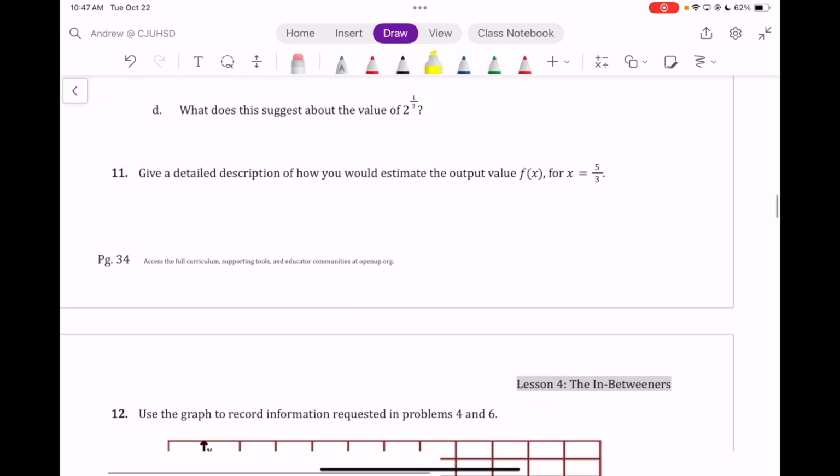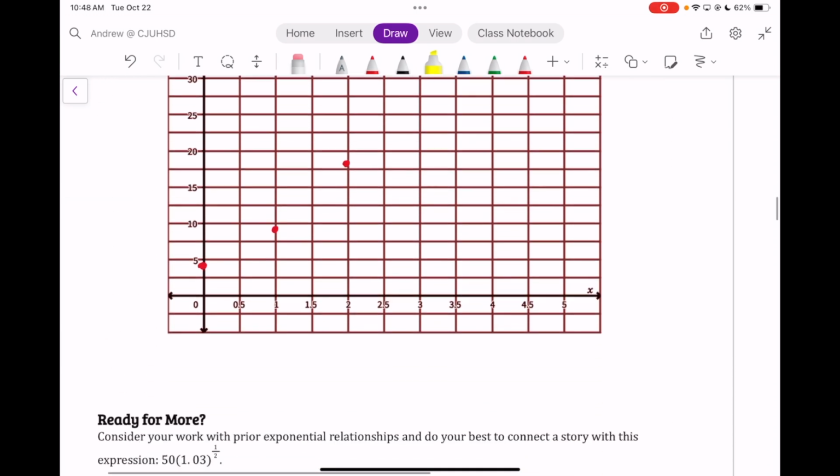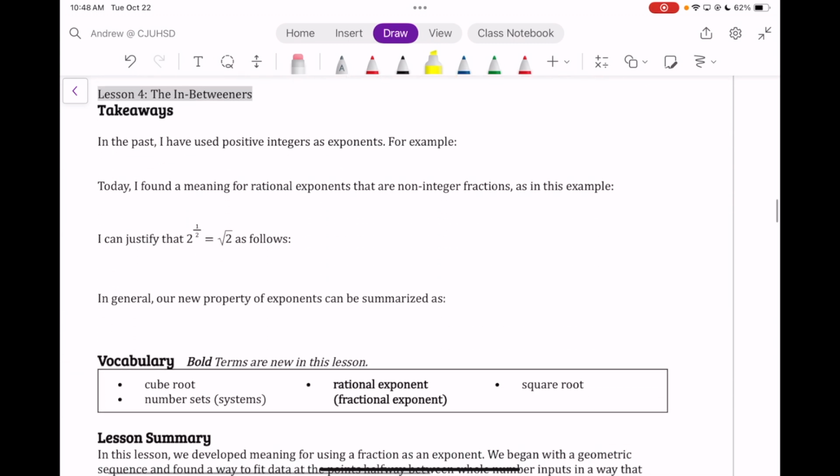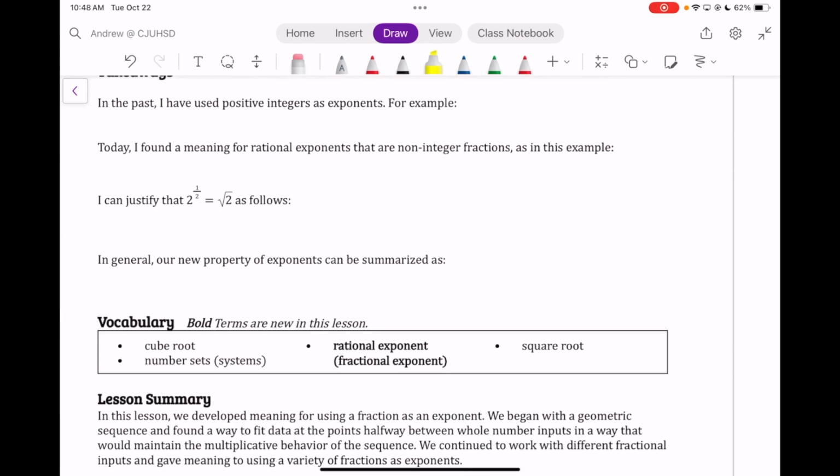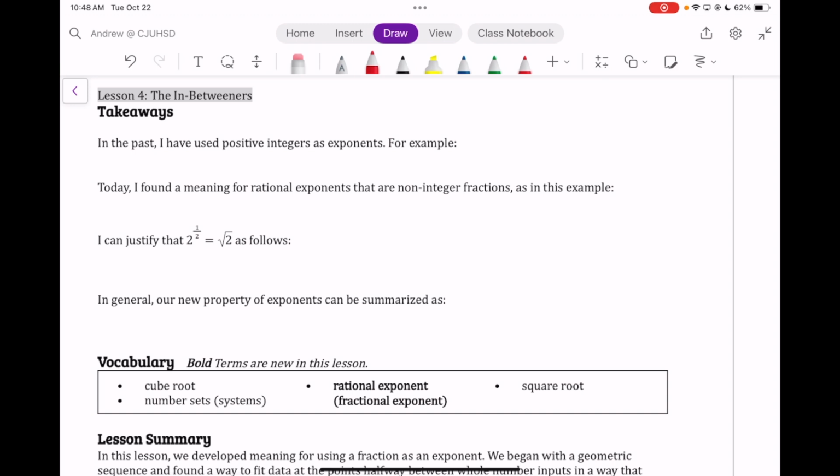So we're going to skip down here to the bottom under our takeaways. Today, I found a meaning for rational exponents that are non-integer fractions. Actually, before that, in the past, we used positive integers as exponents. So for example, 2 to the third, it meant to multiply 2 times itself 3 times. But now, we can take 2 to a 1/2 power. And that means the square root of 2.